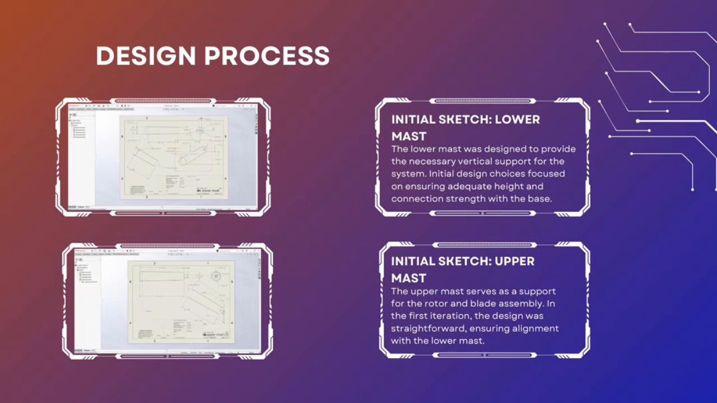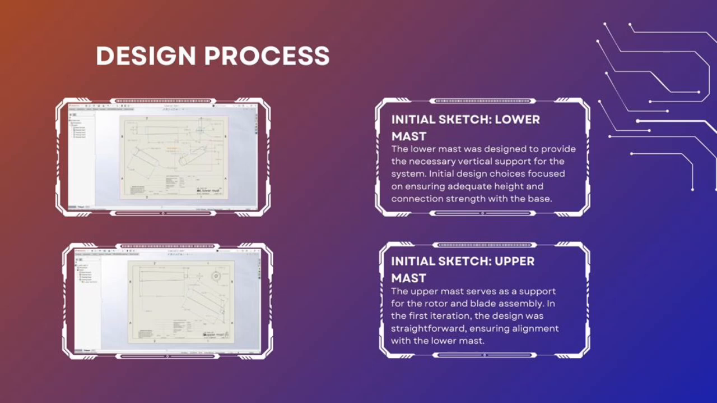Lastly, initial sketch lower mast. The lower mast was designed to provide the necessary vertical support for the system. Initial design choices focused on ensuring adequate height and connection strength with the base. Next, upper mast.